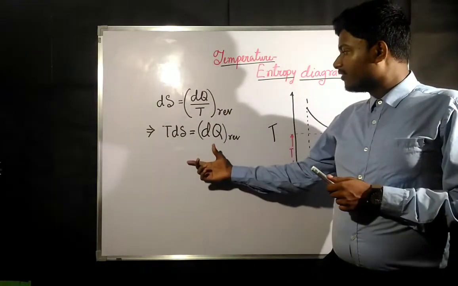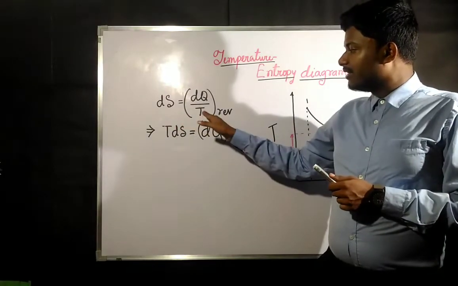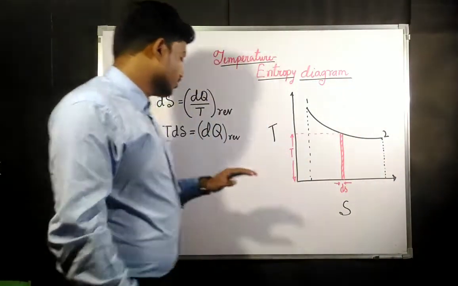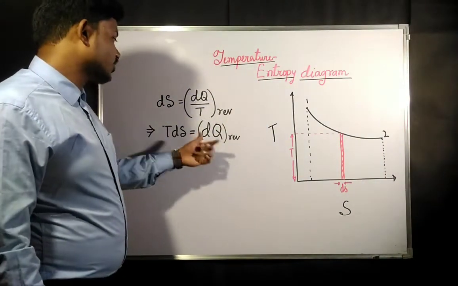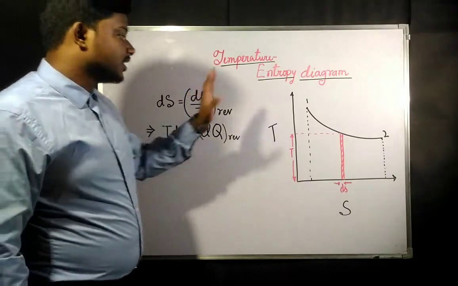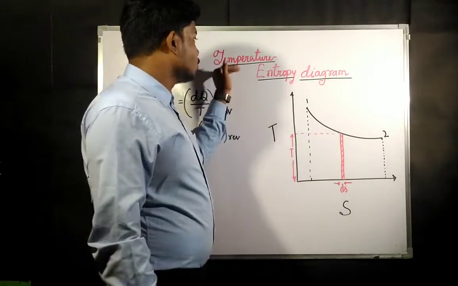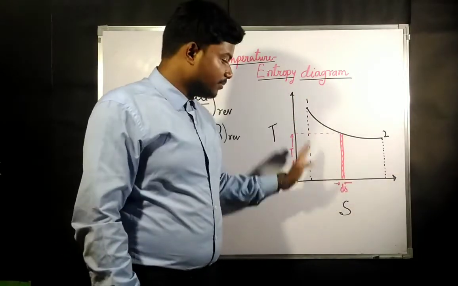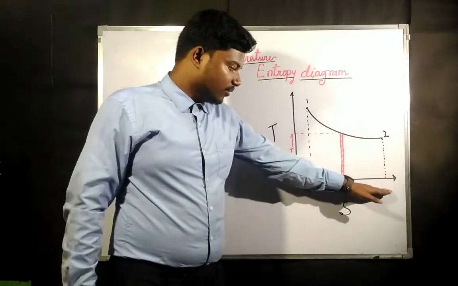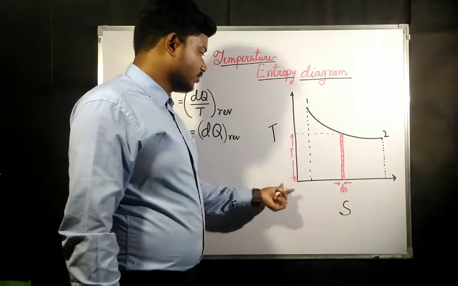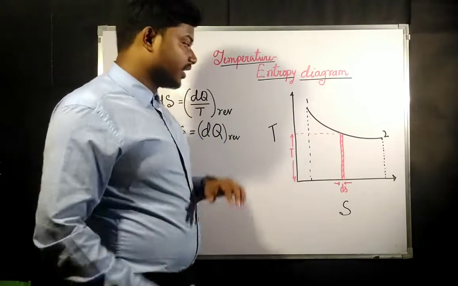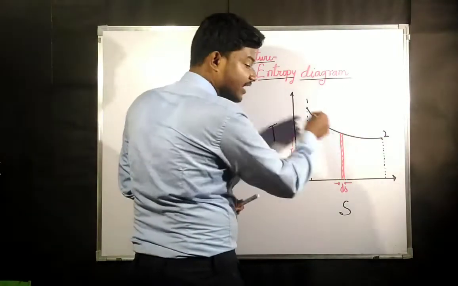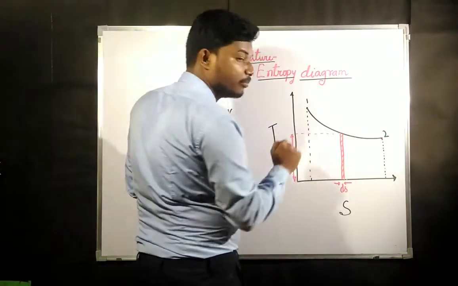In the next step, we cross multiplied this to get T ds, which is going to give you the dq, the reversible heat transfer for a small portion. Now we are here to draw the temperature entropy diagram. We have drawn two mutually perpendicular axes. The horizontal one we have named s, and the vertical one we have named temperature. This is point 1 and this is point 2.